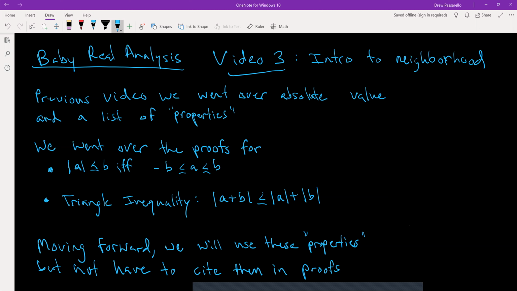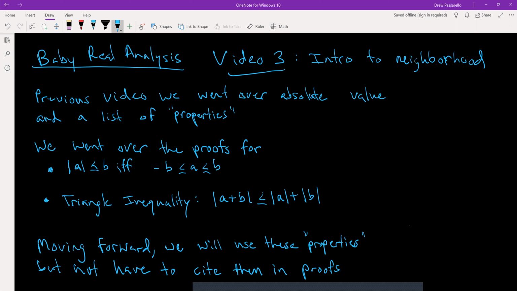So in the previous video, we went over the absolute value and a list of properties. We went over the proofs for the following: the absolute value of A less than or equal to B if and only if negative B less than or equal to A less than or equal to B, and then the triangle inequality, which is the absolute value of A plus B less than or equal to the sum of the absolute values of each component, so the absolute value of A plus the absolute value of B.